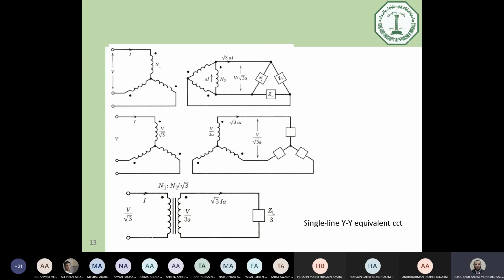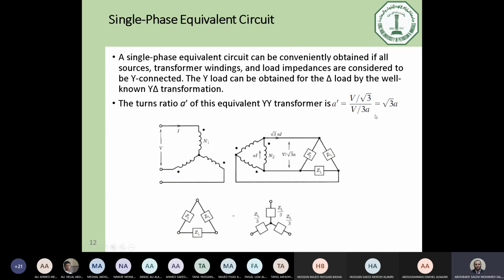It's not the right connection. For that, we can say now that we have a prime, which is the equivalent turns ratio. It's not the exact turns ratio. A prime equals V divided by square root of 3 over V divided by 3a. The resultant will be square root of 3 multiplied by the turns ratio. So this is now the equivalent turns ratio that can be used. Okay.